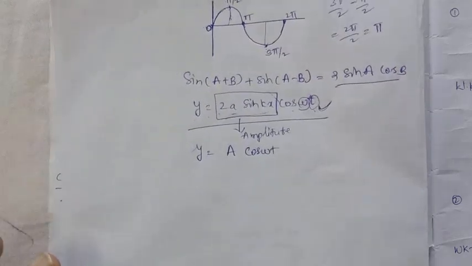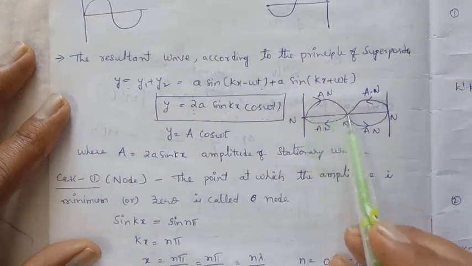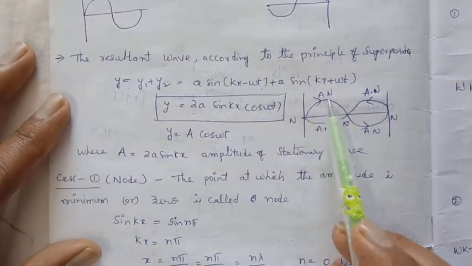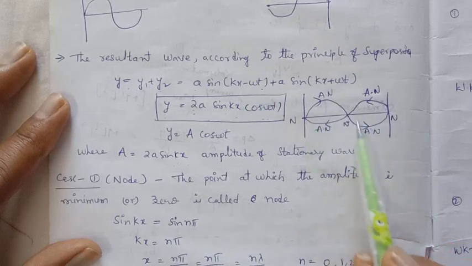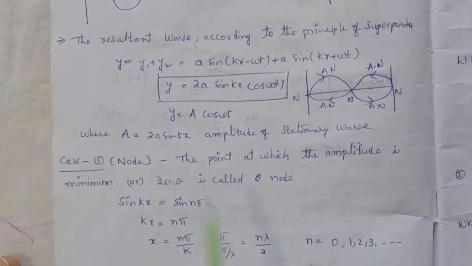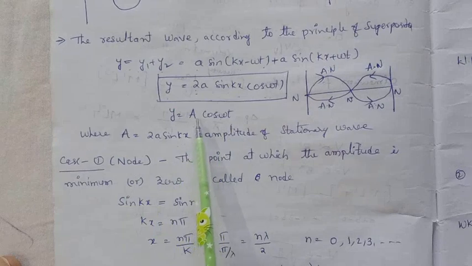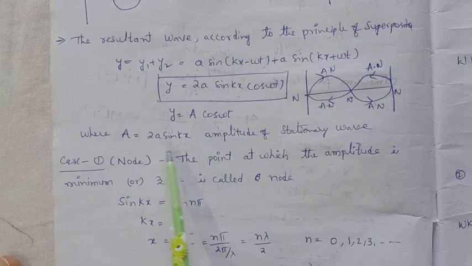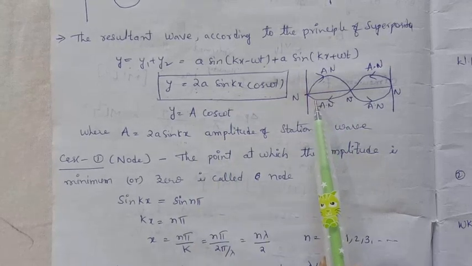If these two identical waves interfere, the pattern will be like this. This is one wave direction, and this is the other wave direction. When these two interfere, we get a pattern like this. So what expression are we getting? y is equal to A cos omega t, where A means the amplitude, equal to 2a sin kx. So you have to observe this diagram.